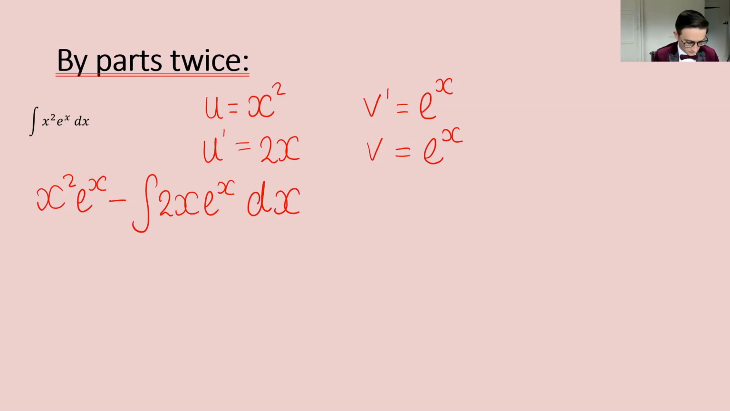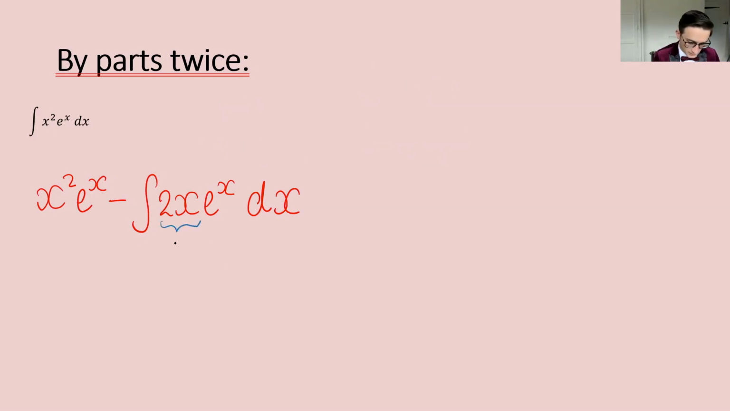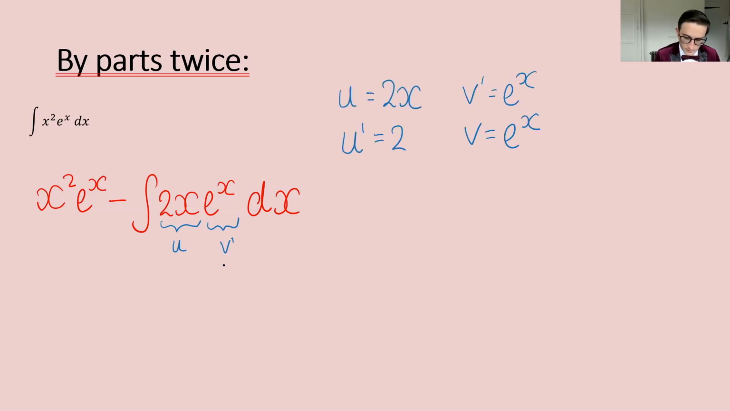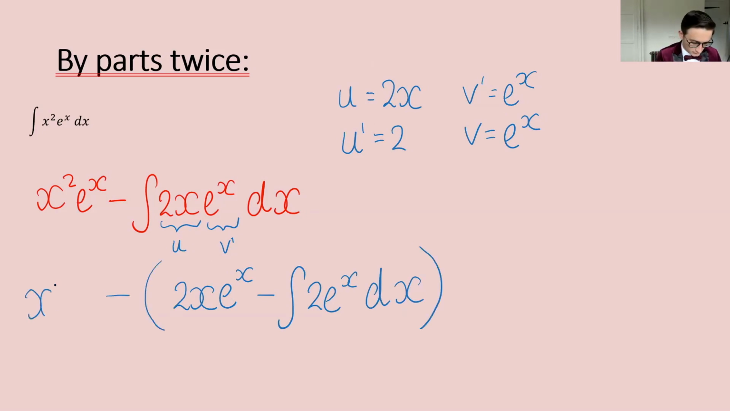So for this bit now, I'm going to do the same thing again. This time this bit is u, this bit is v dash. And I do this bit plugged in. So I do uv, which is 2x e to the x, minus the integral of v du dx, so 2e to the x with respect to x. And remember, I was minusing all of this away from x squared e to the x. So now let's finally solve that. So solving that, we're going to get x squared.